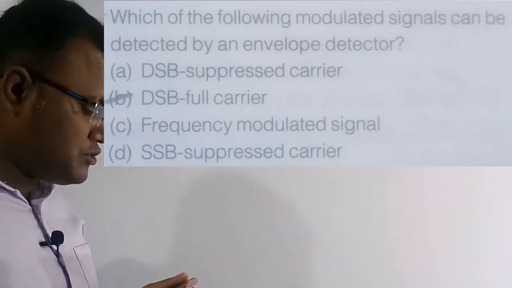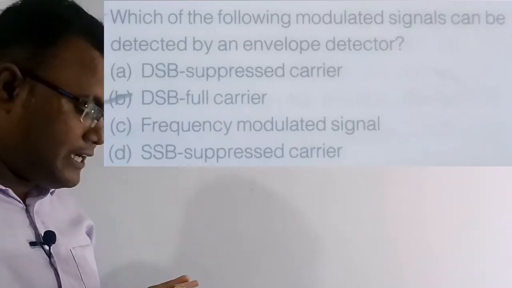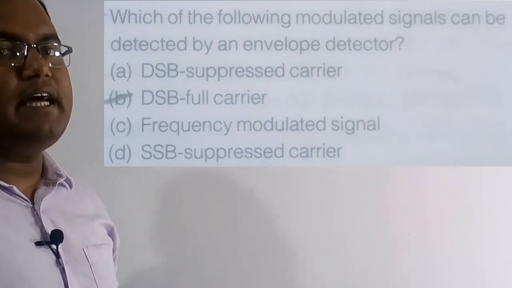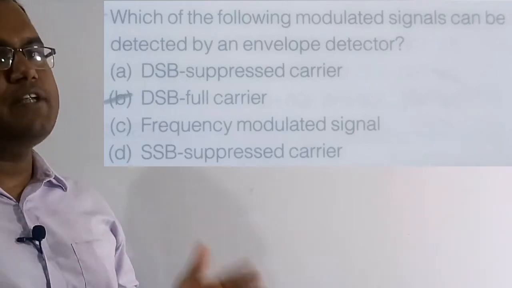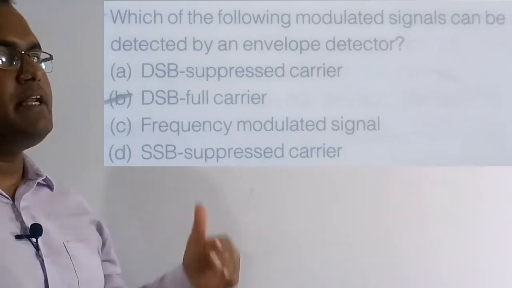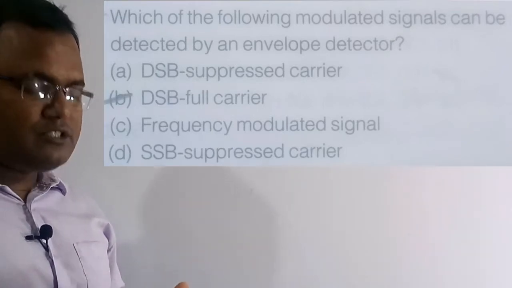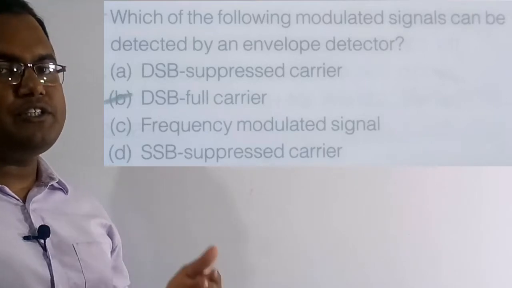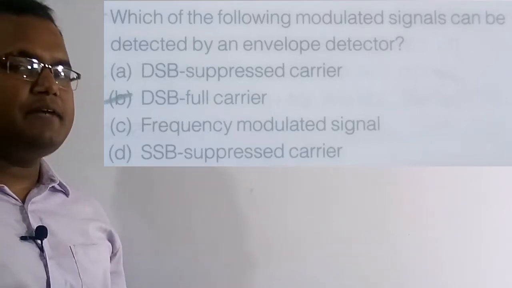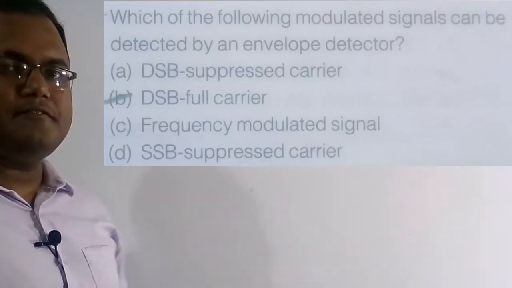So for the four options, option B, dual sideband full carrier, means the AM wave must contain the dual sideband, meaning lower sideband and upper sideband, and also the full carrier. Then only by using the envelope detector are we going to get the message signal from the AM signal. So let's solve this numerical.